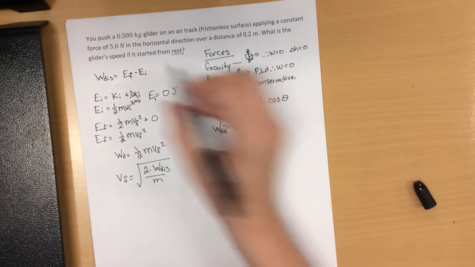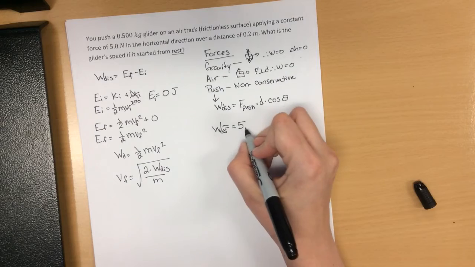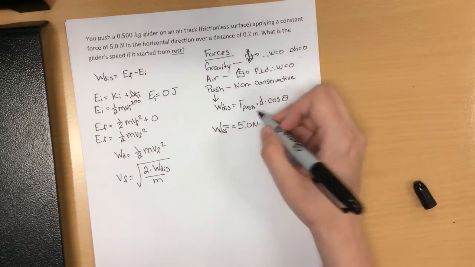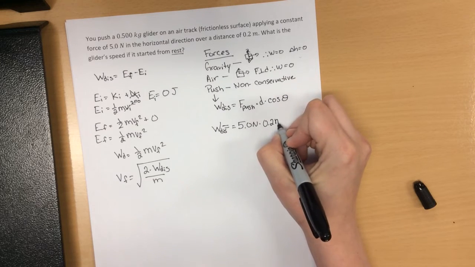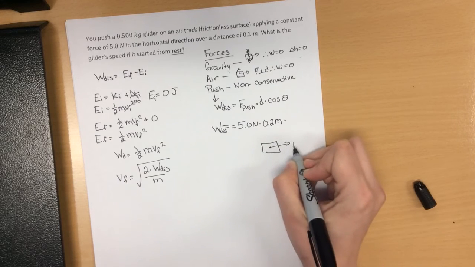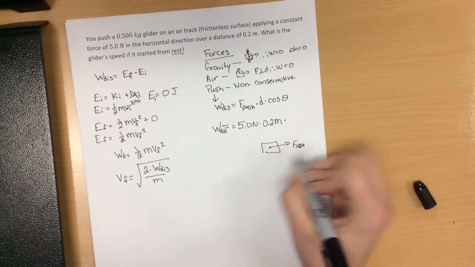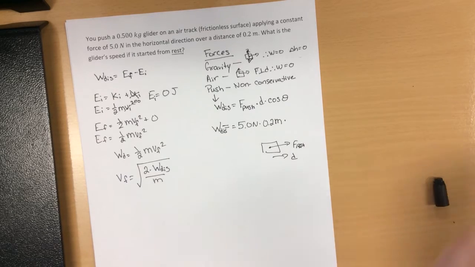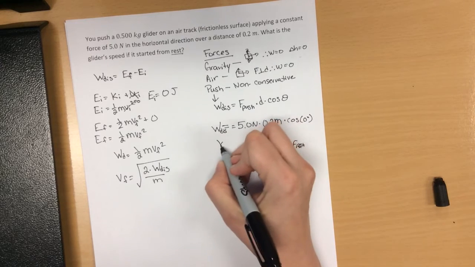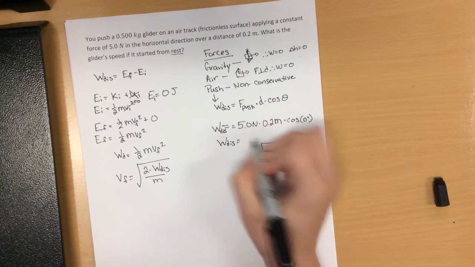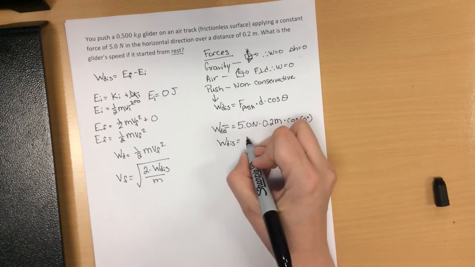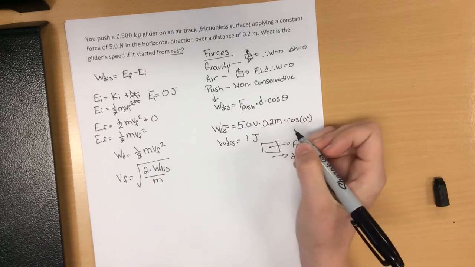All right, we know the force of our push. It's given to us. It's our 5 newtons. We know the distance of our push. Our distance of our push is going to be our 0.2 meters, and our push is going to be in the same direction as our displacement because it's causing the displacement. So we're going to see the cosine of 0 degrees. As a result, we see a work done by dissipative forces equal to 1 joule.